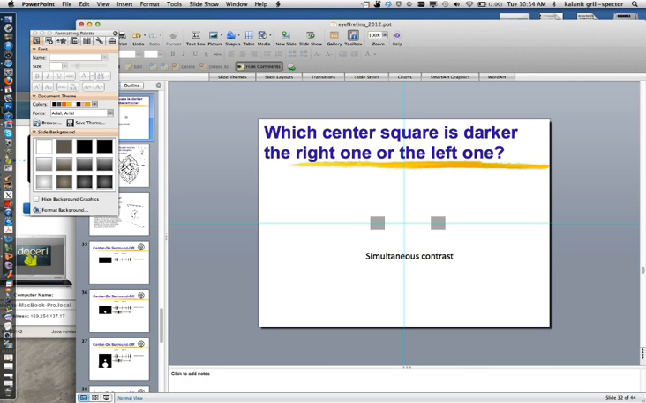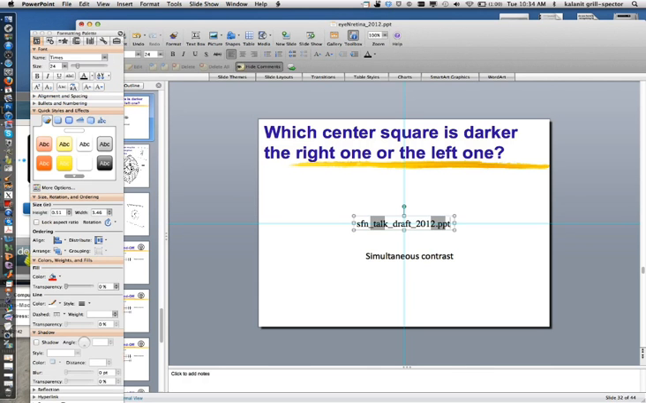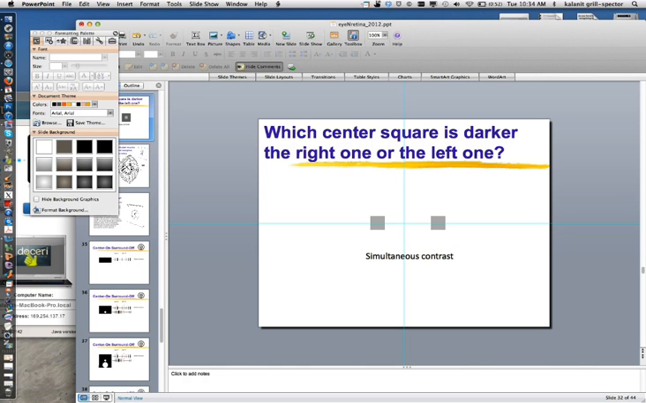I took away the background. What's happening? Which one is darker? They're the same, right? I'm going to put it back. The one on the left appears to be darker, right? I take it away. You can see that these are the same darkness, right? I just copied it.